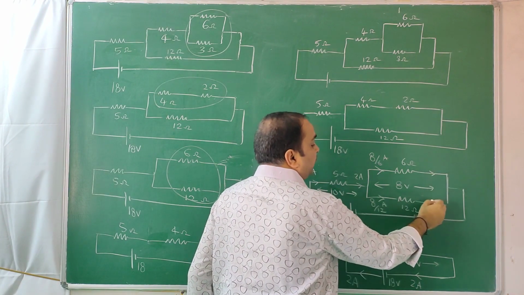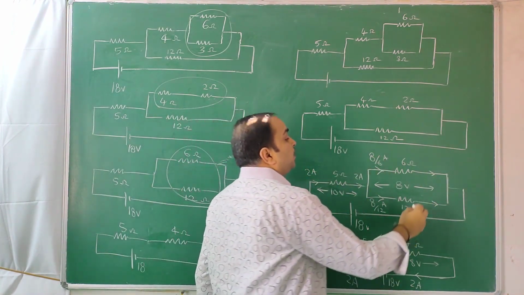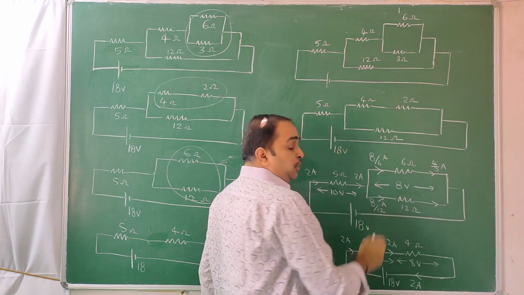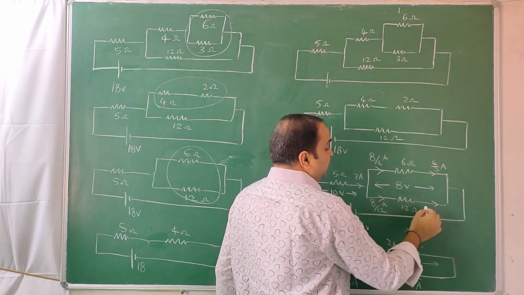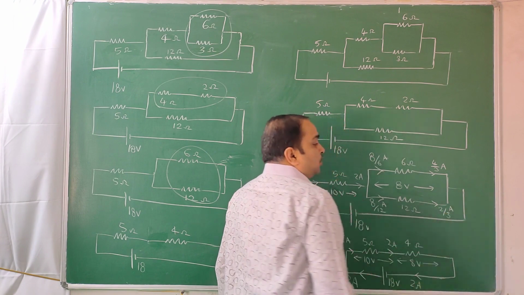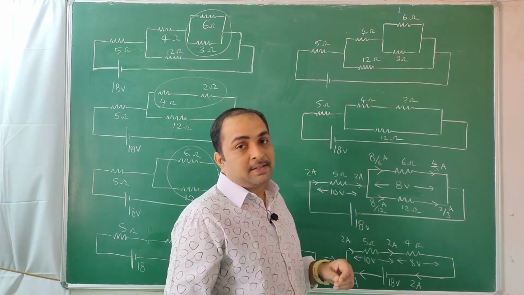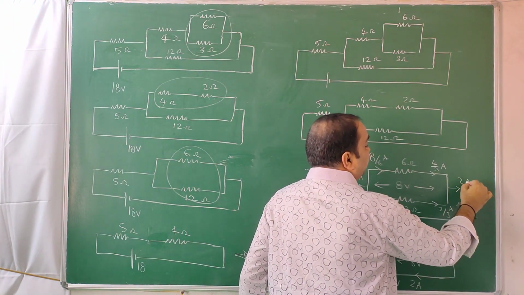So simplified value, what is 8 by 6? You can cancel with 2 table. 4 by 3 amperes comes from here. 8 by 12 how much? 4 table, 2 by 3 amps comes from here. 4 by 3 plus 2 by 3. 3 is the LCM, 6 you get in the numerator. 6 by 3, you will get 2 amperes. So this 4 by 3, 2 by 3 reunites as 2 amperes and comes back.